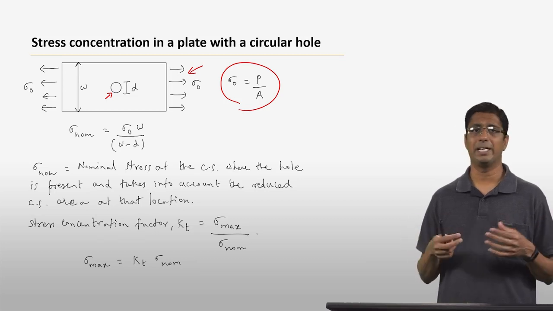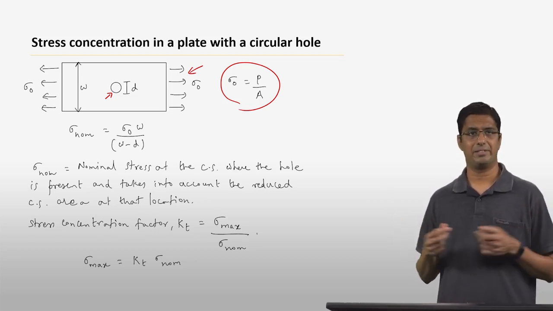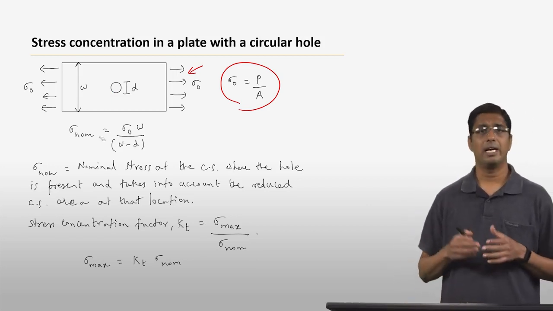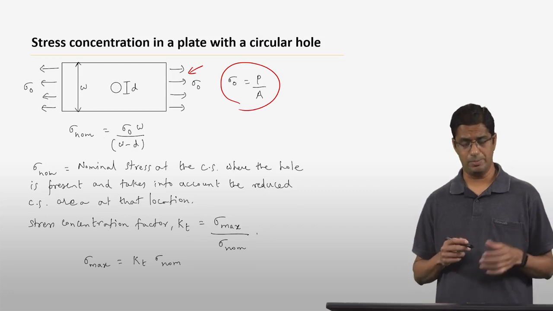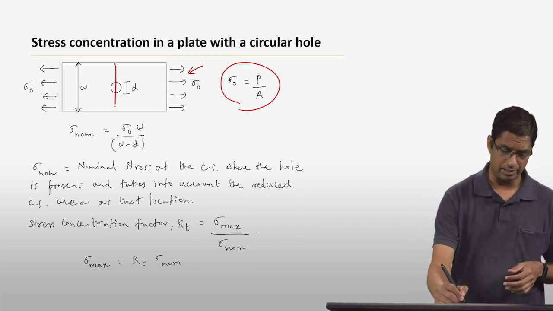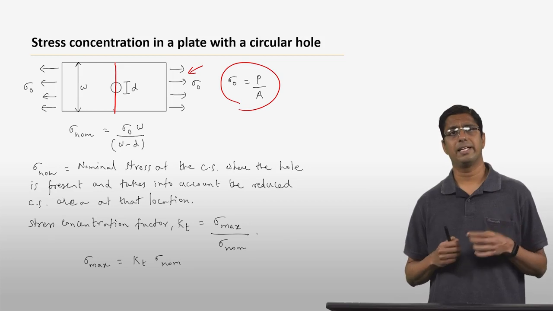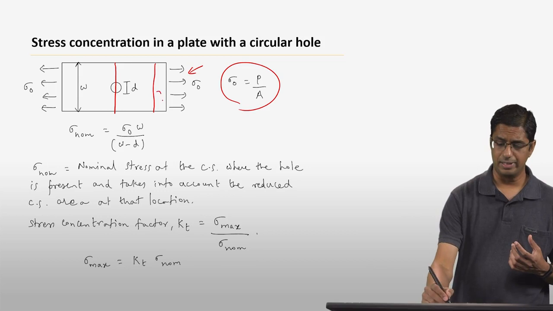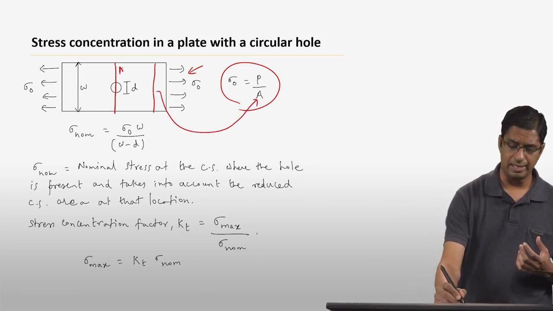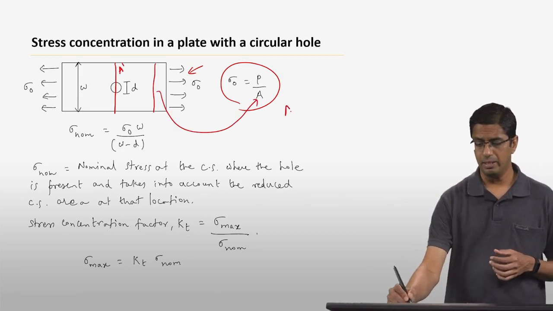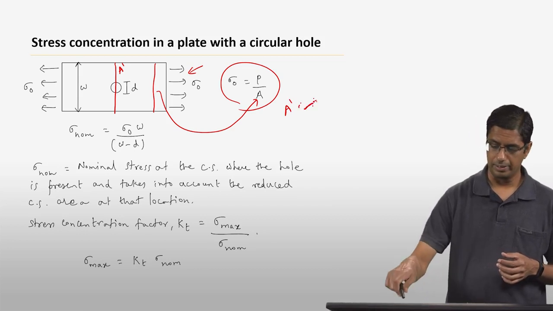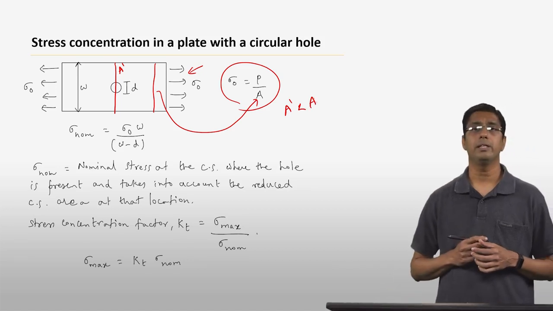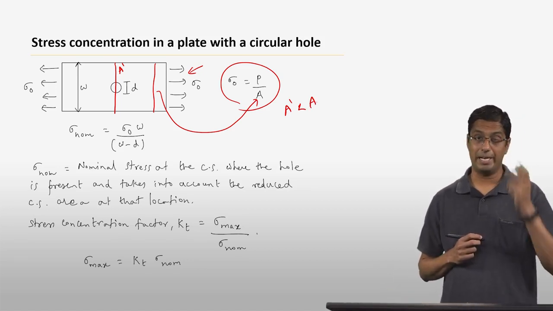Okay, so you can assume that the plate has a width W and maybe a thickness T. Now if you look at the stress at the point where the hole is present, at this cross-section here, the cross-sectional area is a little bit smaller than the cross-sectional area here. So if this area is A, this area is some A prime, and A prime is less than A.